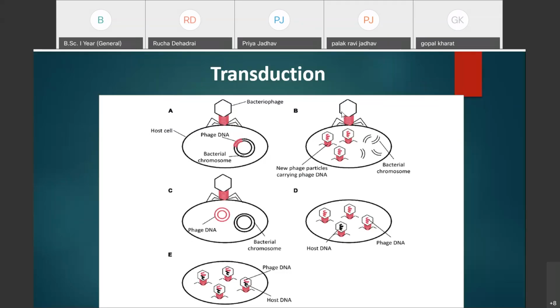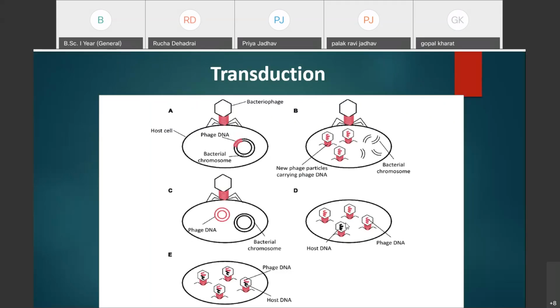These bacteriophages, which have the small piece of the bacterial chromosome, will infect another bacteria, and ultimately that small piece of the bacterial chromosome will be released into the new bacterial cell. That is how the genetic material of one bacterial cell is transferred to another bacterial cell via the bacteriophages. And that method is called transduction.